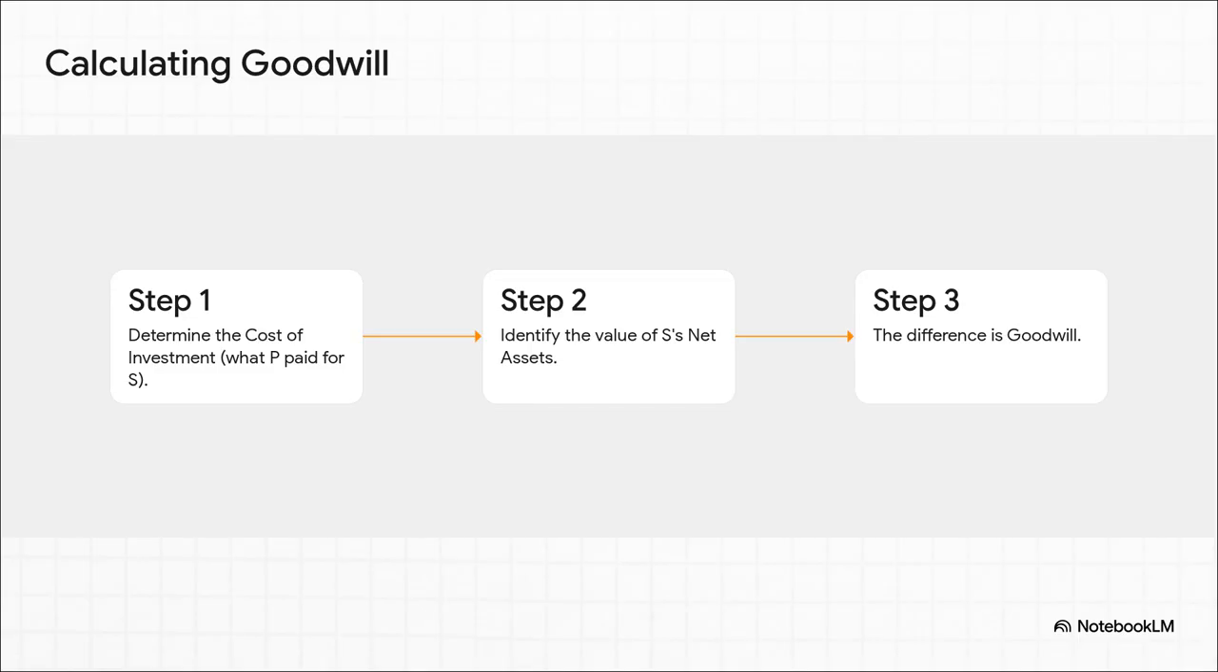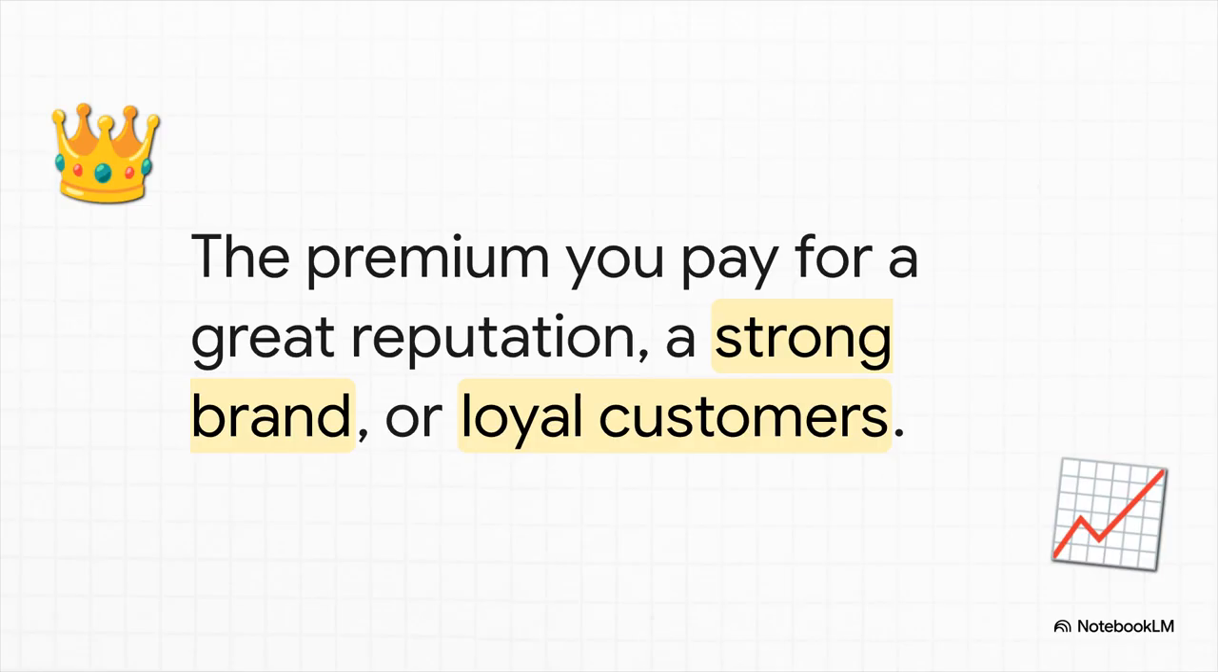First, you look at what the parent paid for the subsidiary. Second, you figure out the actual value of the subsidiary's net assets, so its assets minus its liabilities. And the difference, that gap between what was paid and what the company was worth on paper, boom, that's your goodwill.